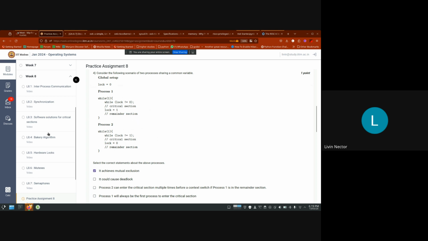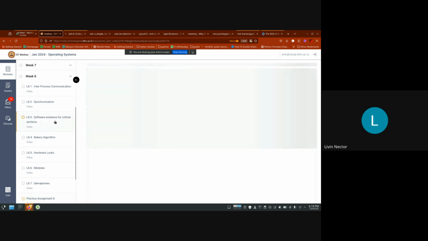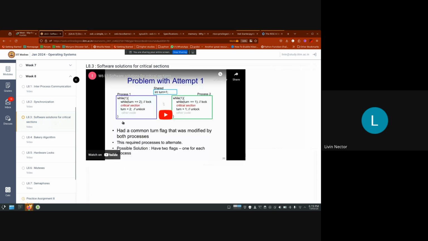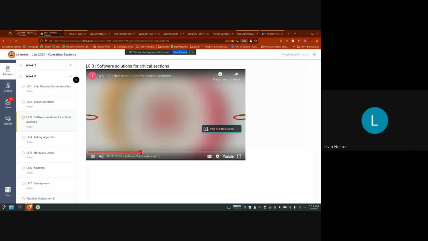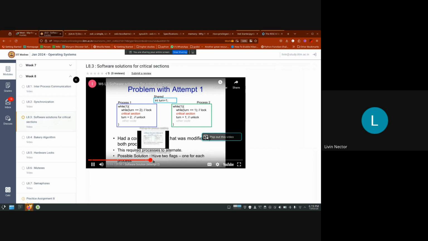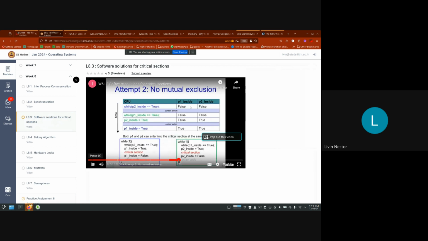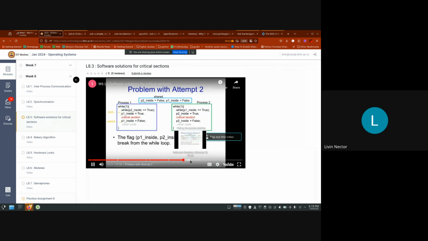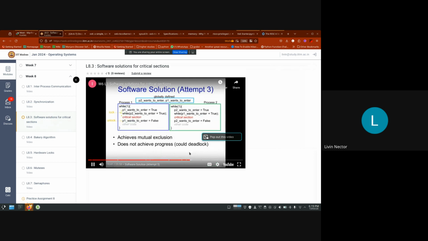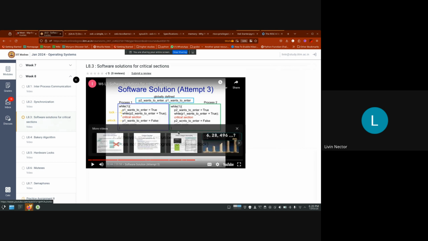But I think there is a case from those software solution attempts. There will be 3 attempts that you will see. In one of the attempts, a deadlock is happening. Let me go through that attempt where the deadlock is happening. Yeah, this part.